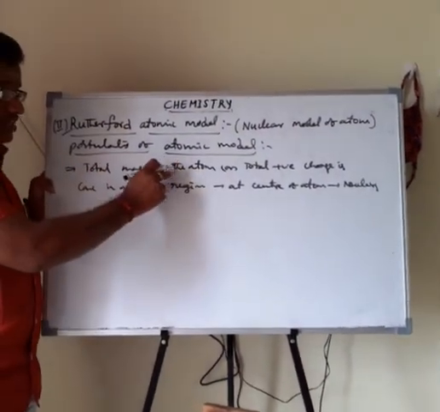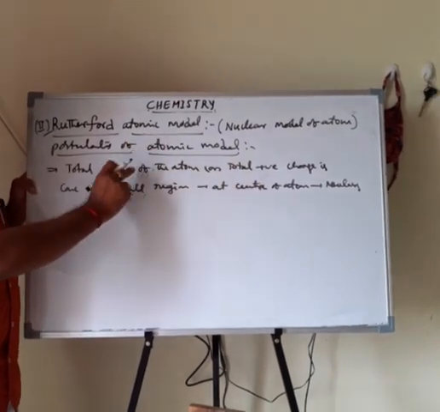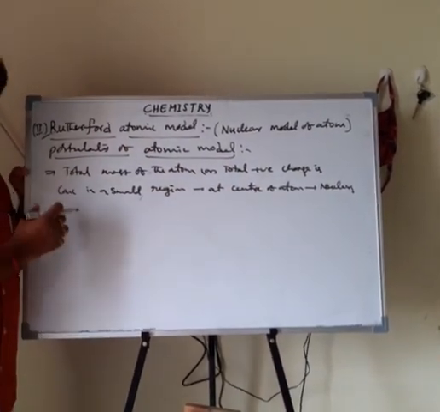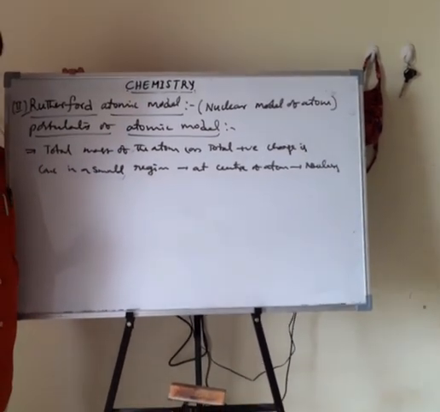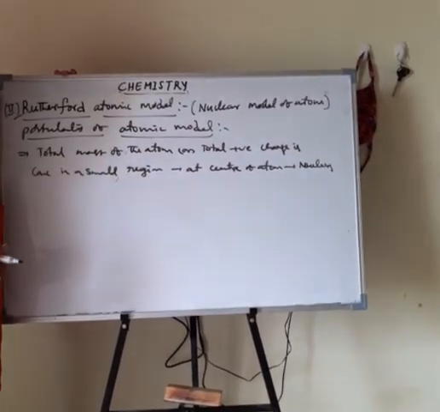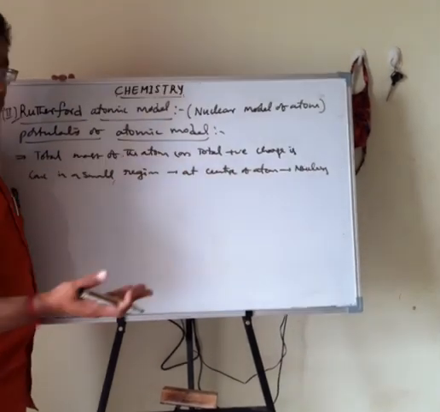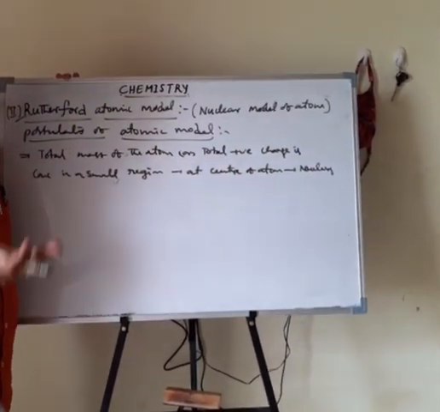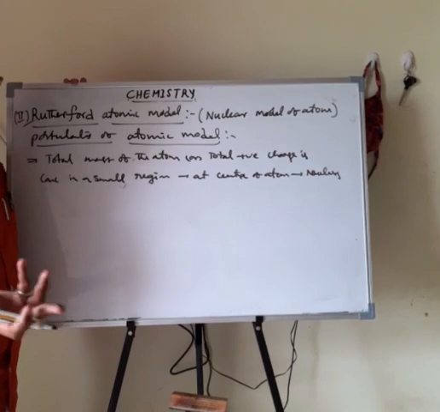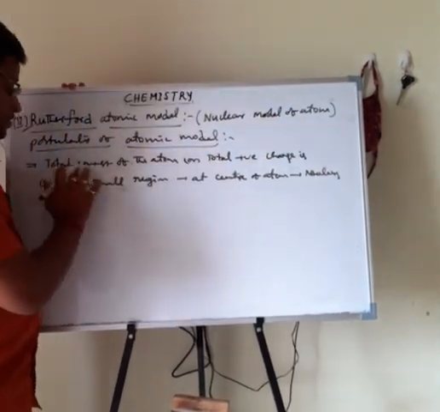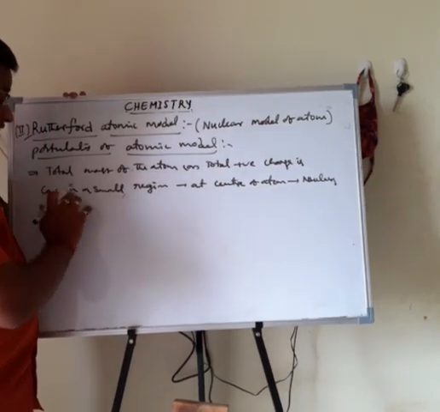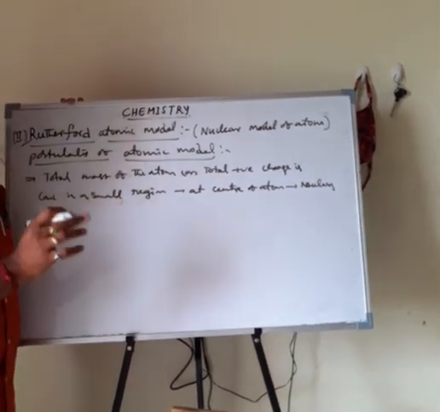Total positive charge of the atom or total mass of the atom. In the last Thomson atomic model, I told you the mass of the atom depends on the protons and neutrons. Here protons have positive charge and neutrons have zero charge. So zero plus positive is positive. That's why the total positive charge or total mass of the atom is concentrated in a small region at the center of the atom.